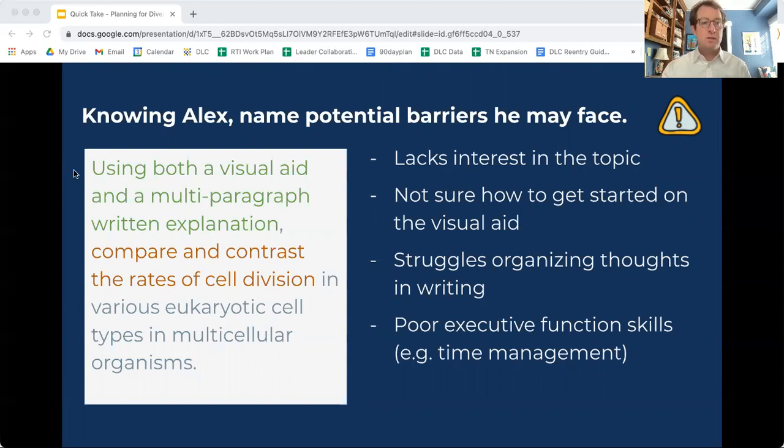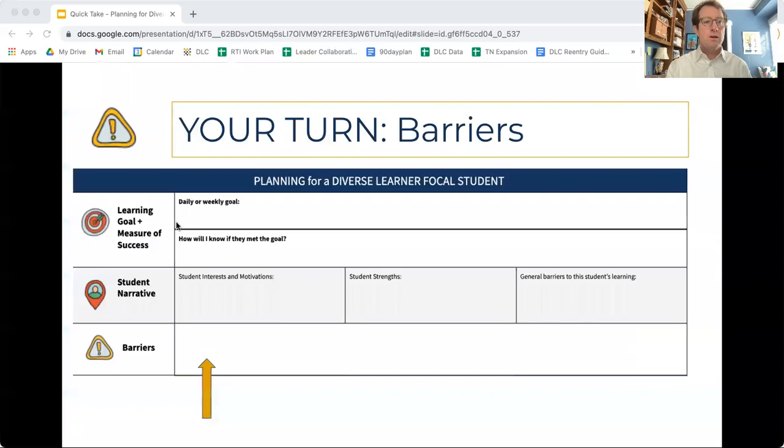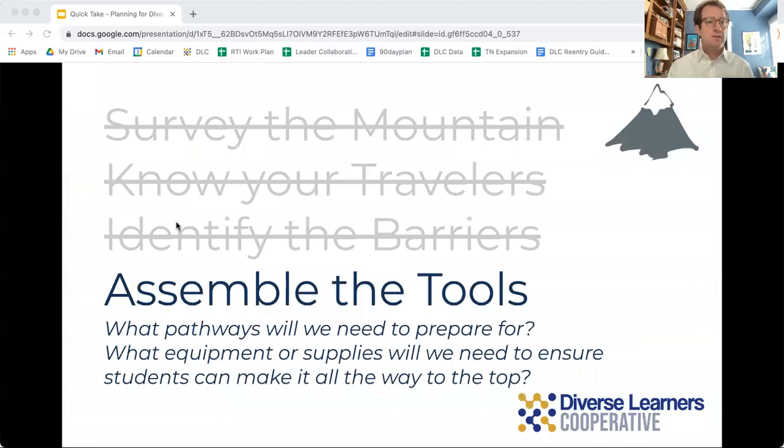So thinking about the specific learning goal for Alex, what barriers might he face? Well, one, he might lack interest in the topic. He's not sure how to get started on the visual aid; he's not really familiar with it. He could struggle organizing his thoughts in writing. He could maybe orally tell you, but really struggles putting it in writing. And poor executive functioning skills. During independent time, managing whether he stays in focus and uses the time well, for example, could be a real challenge for him. So you would add those to the template and then move on to the next step in the process.